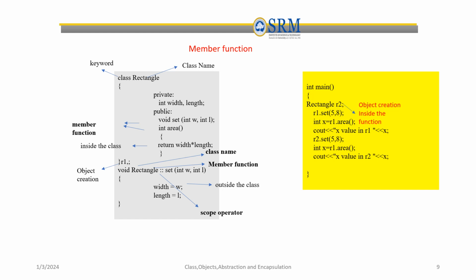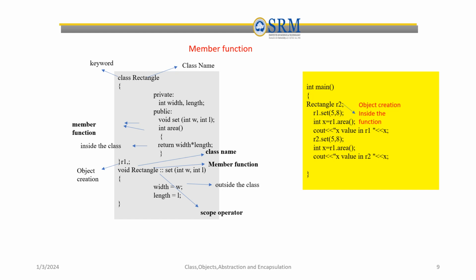When I want to access the values or variables inside a particular class, I can access them with the help of a scope resolution operator outside the function. Here width is equal to W, length is equal to L has been defined. So this is the operator which is used to access the variables outside the class. So here is the main function.